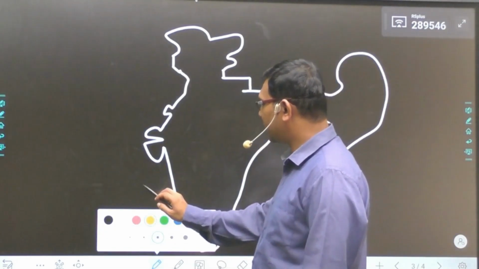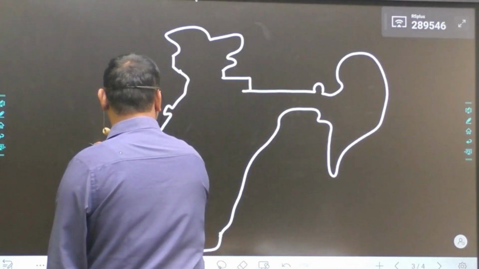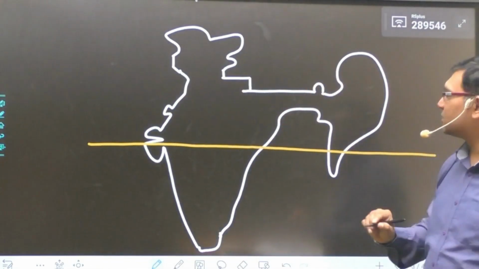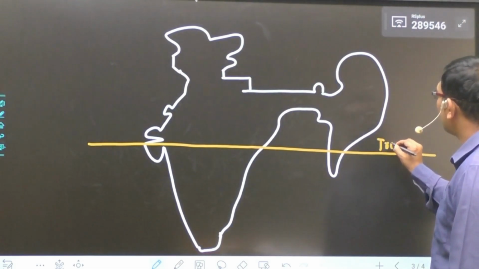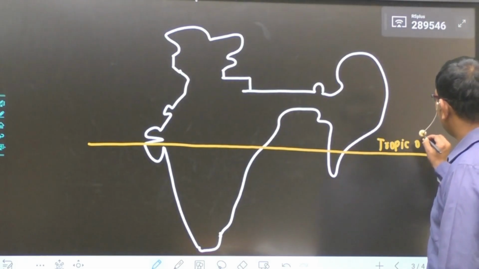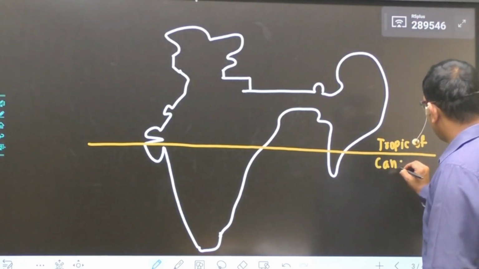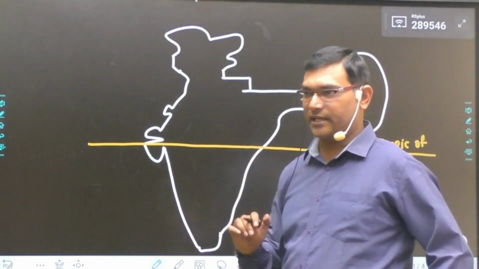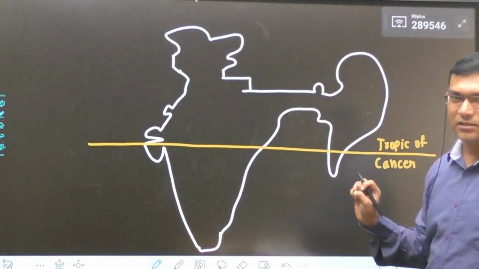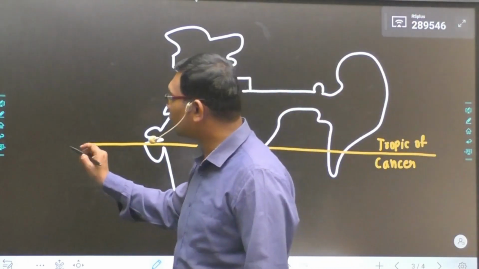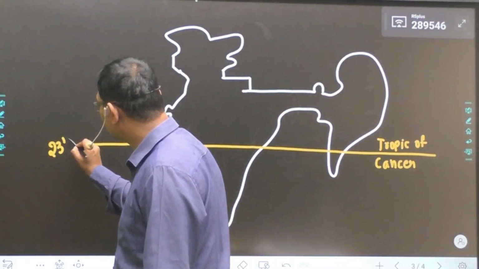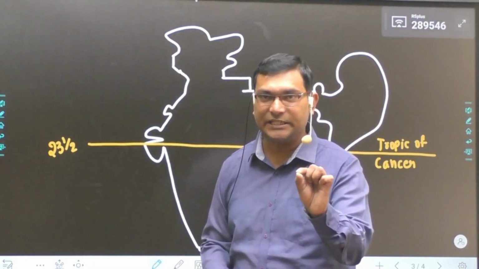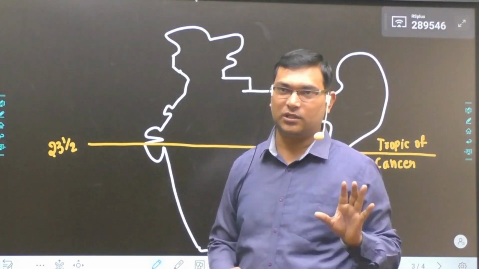Now, if you look at this map, there is a Tropic of Cancer which is passing through it. This is called Tropic of Cancer. Yes or no? Now listen carefully. This is the Tropic of Cancer, 23.5 degree. So the sun's maximum extent to the northern hemisphere is up to this point only.